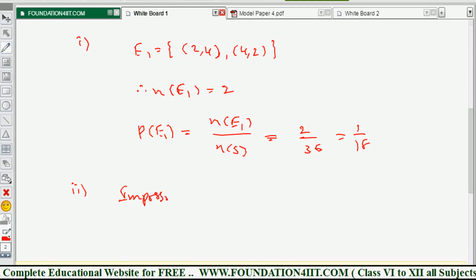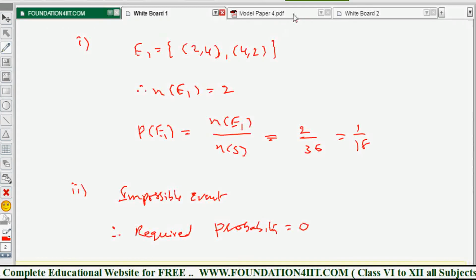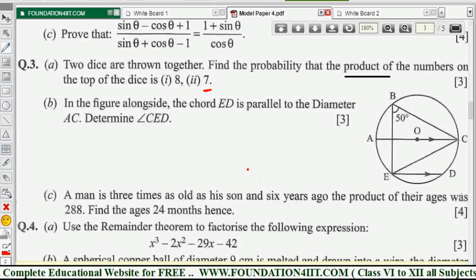This is the impossible event. So whenever the event is impossible, the required probability is 0. Therefore, the required probability is equal to 0. Okay, the first one is 1 by 18, the second is 0. And see the next one.